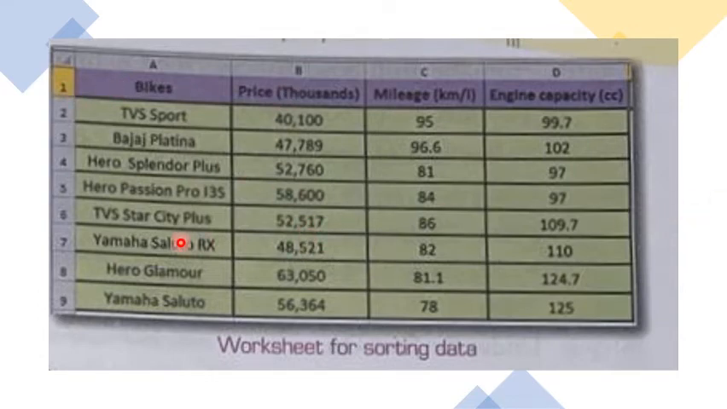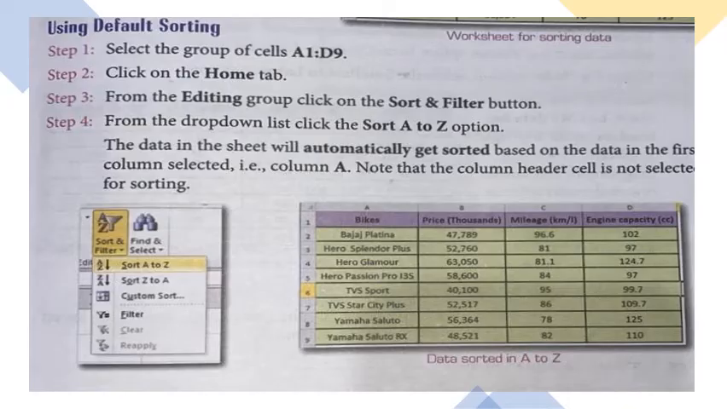Now how to do the sorting? Suppose I want to sort this table. Firstly, you have to select all the data. My data is from A1 to D9. Select the data, then click on the Home tab. In the Home tab, you will find the Sort and Filter button. This is the Sort and Filter button. Here you will find the options Sort A to Z, Sort Z to A, and Custom Sort.